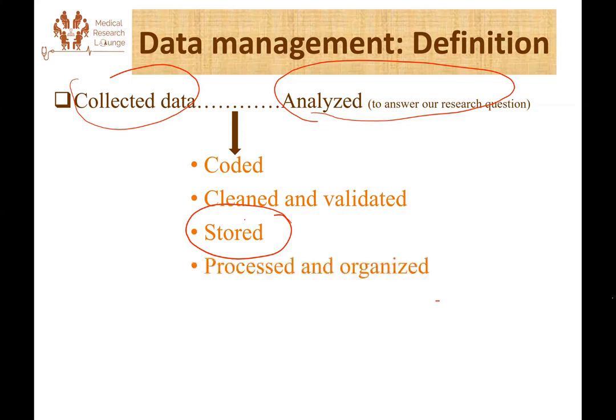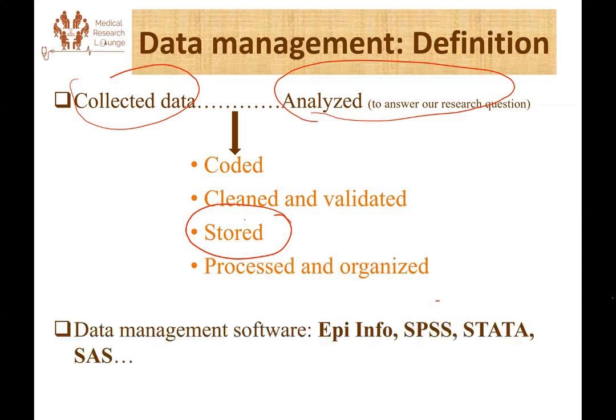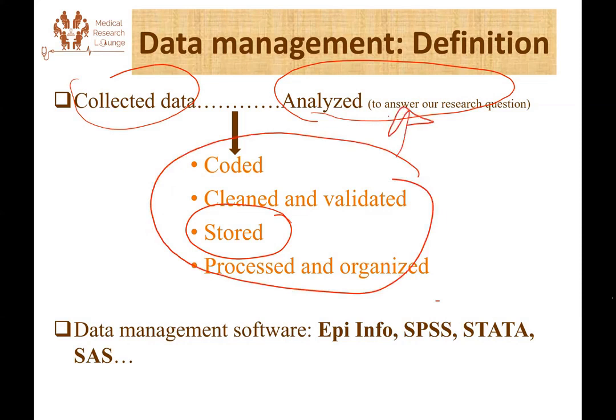After that, we have to process and organize it. And it's only after these processes that we should go to the analysis part: the frequencies, the percentages, the measures of association, our odds ratio, and other things. So it's very important to do these things. Data management can be conducted in almost any of the software that we know, including EpiInfo, SPSS, SAS and R. So let's start with data coding.